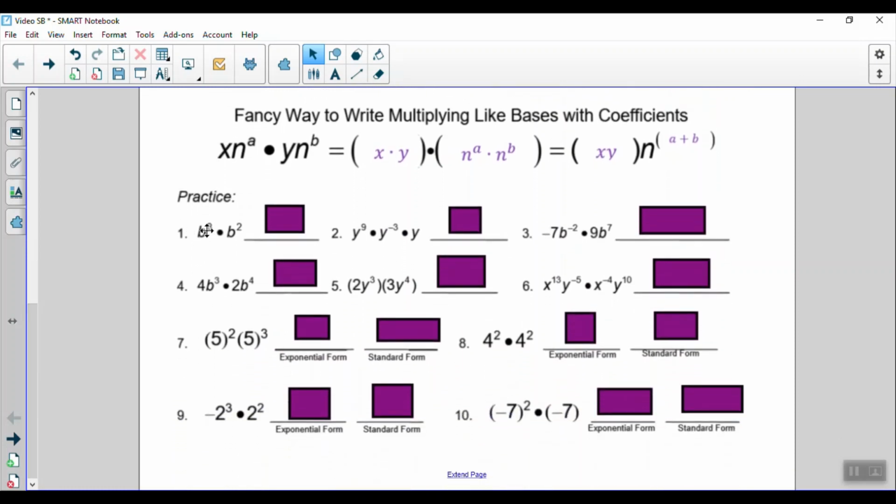So b to the 8th times b to the 2nd, we're going to add those exponents and we get b to the 10th. Pretty simple, right? Keep your base, add your exponents. Here, same thing. We're going to add our exponents.